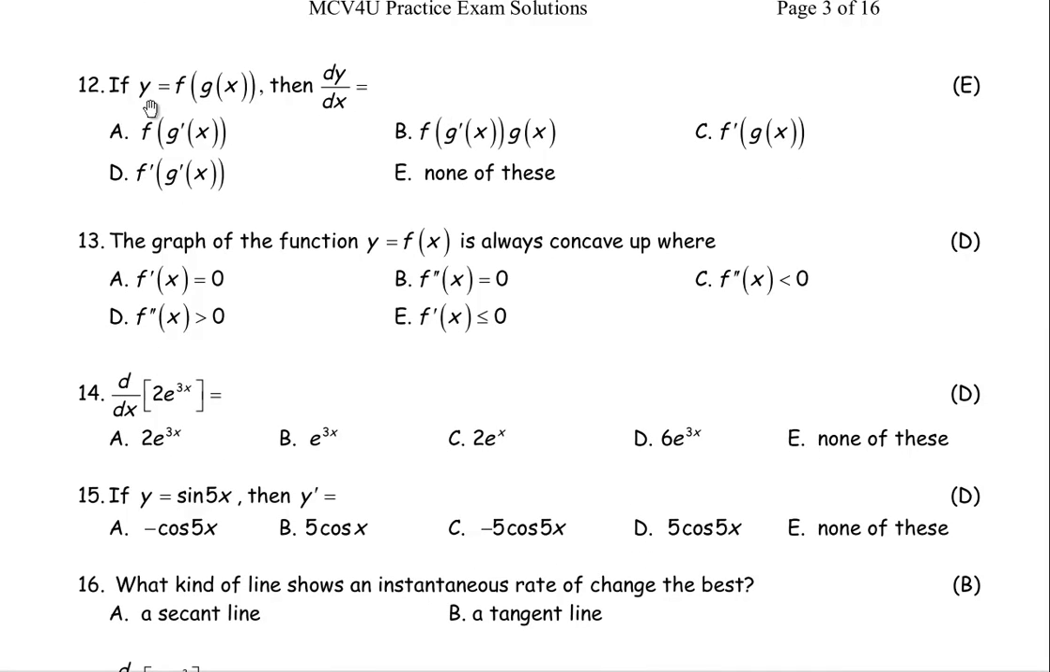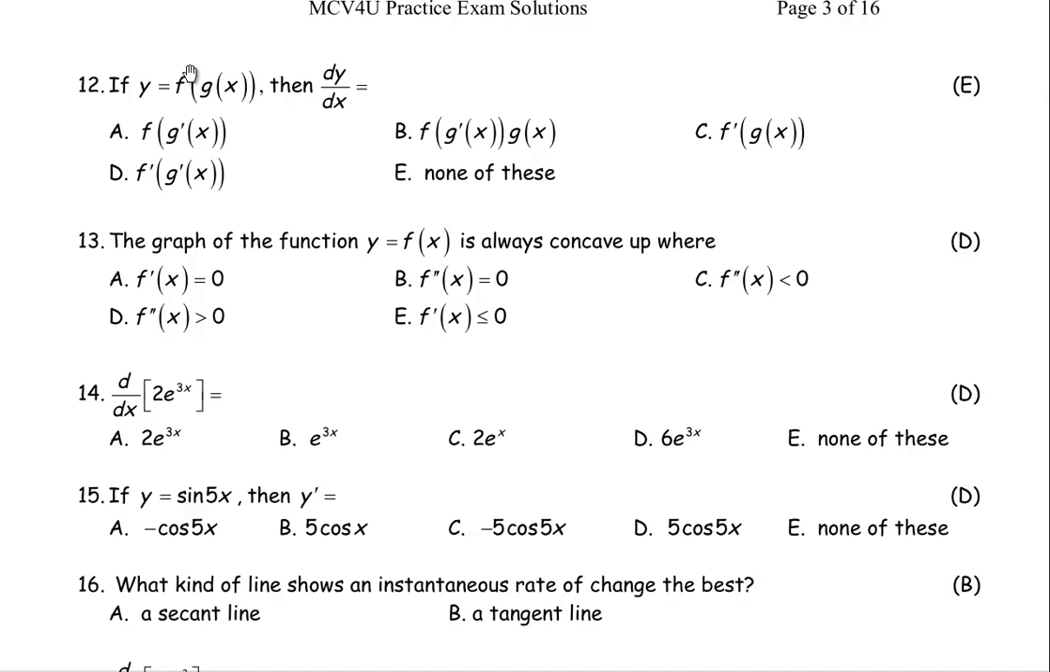For number 12, if y equals f of g of x, so this is a composite function, then to find the derivative of y with respect to x, it's the derivative. I'm trying to look here. There is not a correct answer here. I'm looking for what's the closest. B is kind of close in a way here.